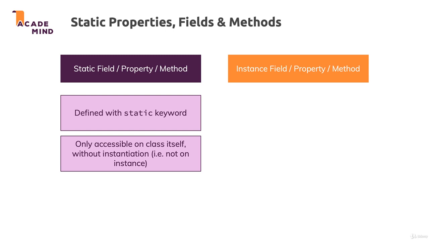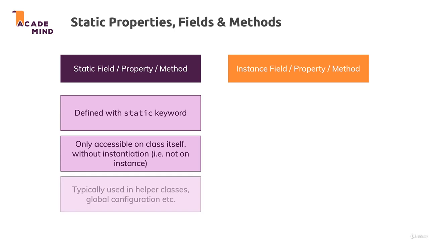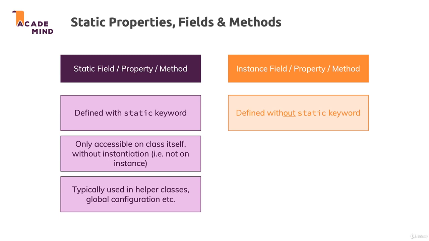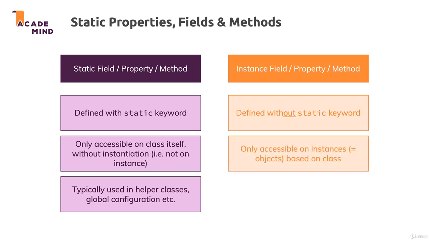So you don't need to instantiate the class. You don't need to use the new keyword to create an object based on that class. And we typically use this on helper classes or for some global configuration, etc. And instance properties and so on are instead defined without the static keyword. That's what we did thus far in this module. And they're only accessible on the instances based on that class. So we use that for all the core reusable logic.